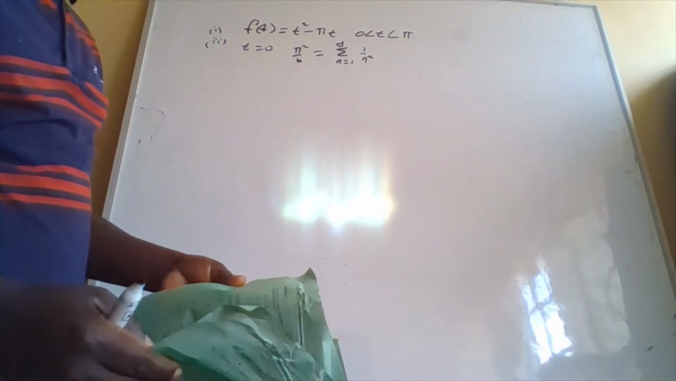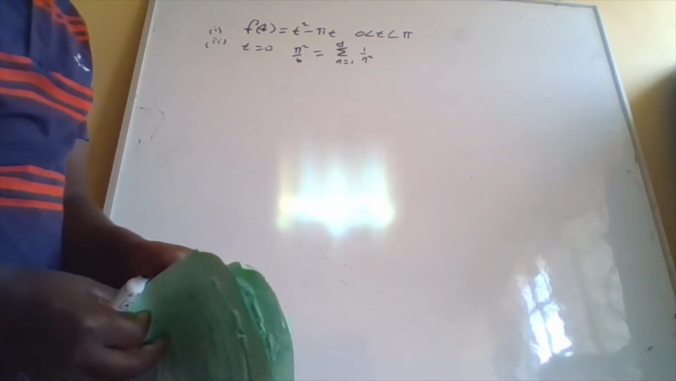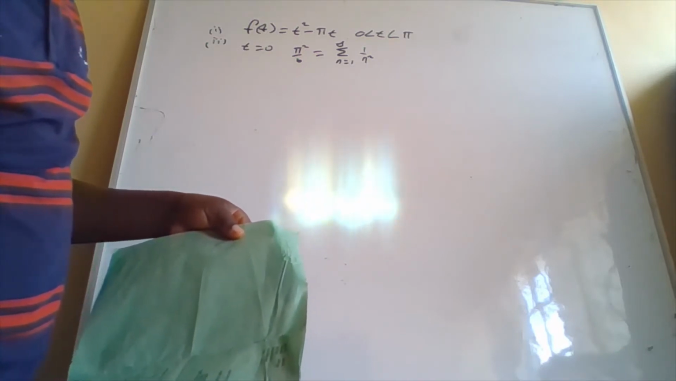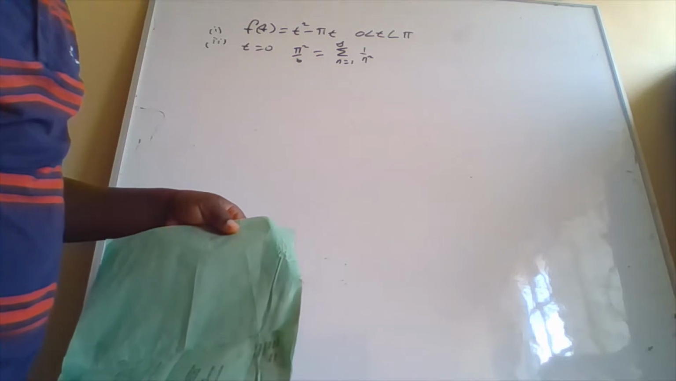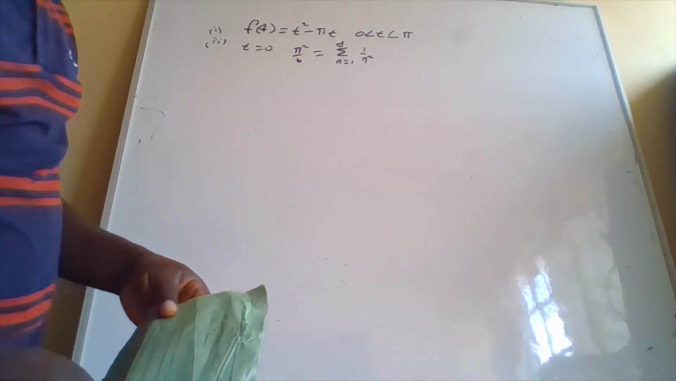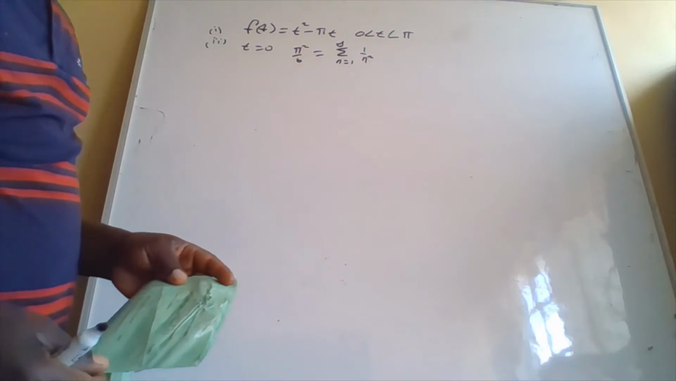Okay, this is the paper that was done in June, July 2022. This is Engineering Mathematics 3. Now we have question 7.